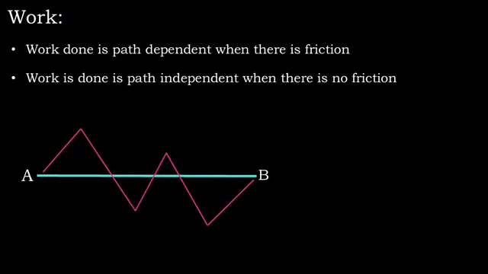Lastly, I just want to talk about work's path dependency. Work done is path dependent when there's friction, meaning friction dictates the path. But work done is path independent when there is no friction.